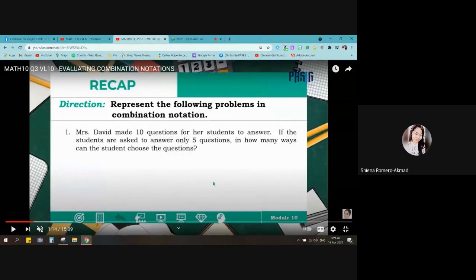Let's recap. What will be our combination notation here? Mrs. David made 10 questions for her students to answer, and the students are asked to answer only 5 questions. In how many ways can the student choose the questions? Oh, this was your favorite last week. How do we represent this in combination notation?